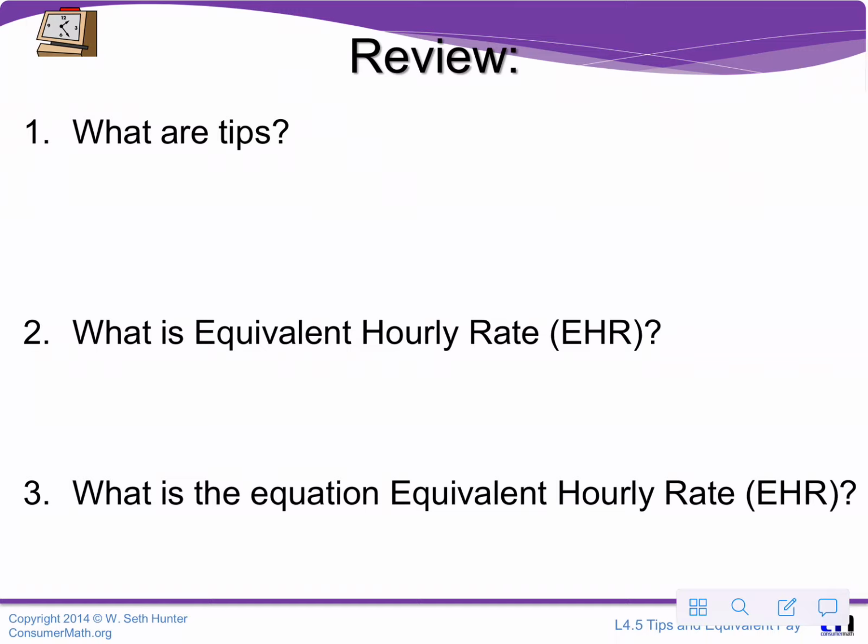So what are tips? What is equivalent hourly rate? And what is the equation for equivalent hourly rate?